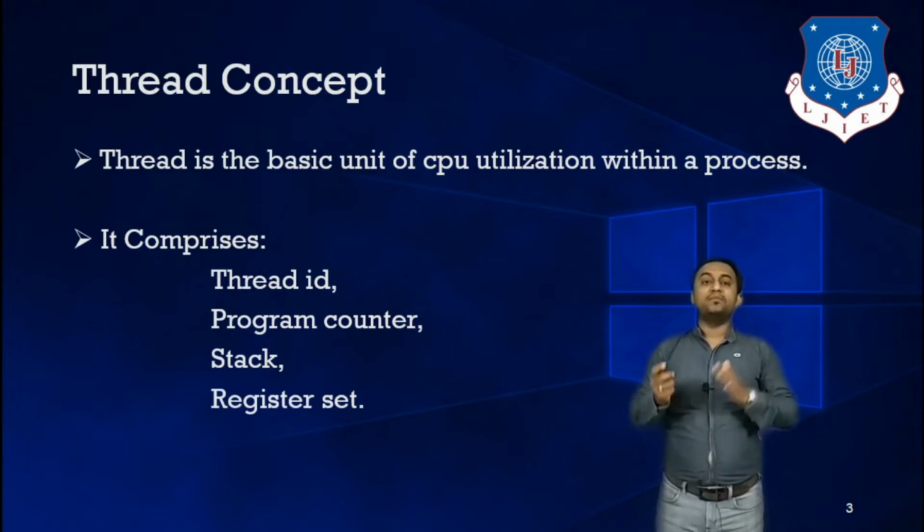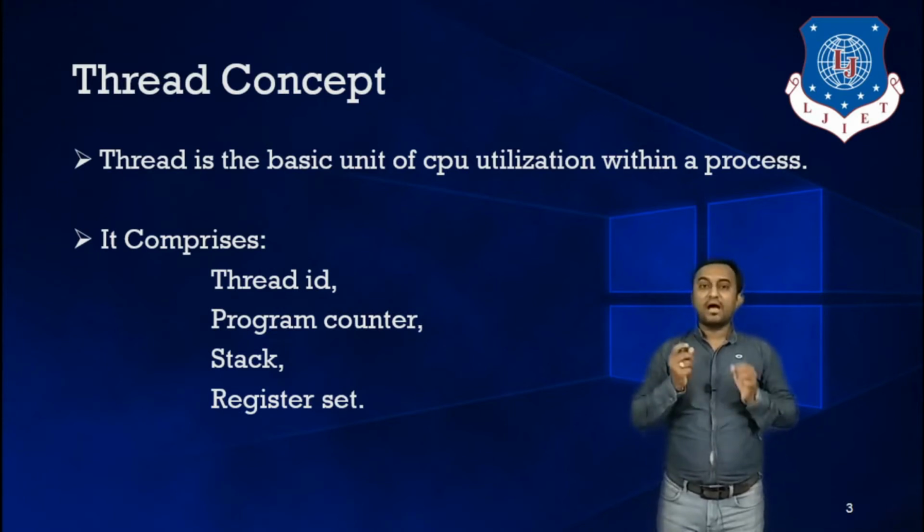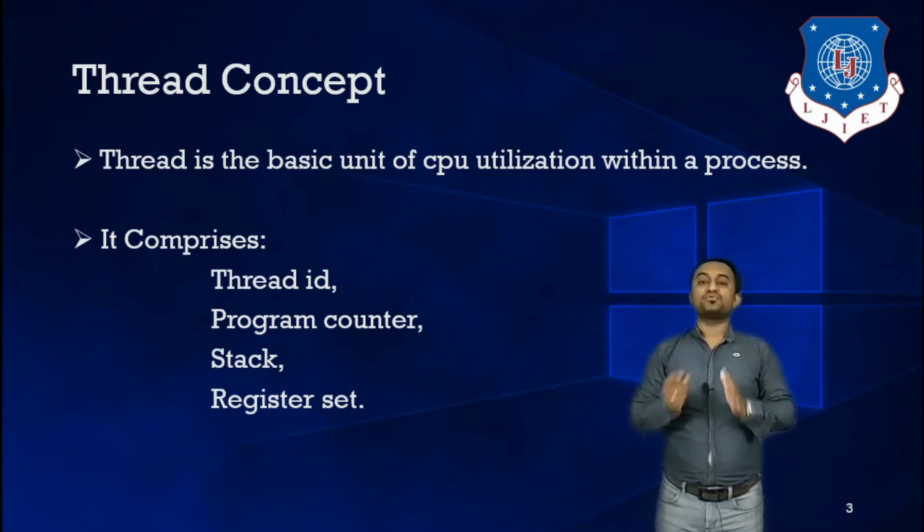So these are the 4 different elements we have in thread. What does thread ID mean? As we have discussed, a process contains a process identifier. Same way, thread contains a thread identifier, which helps to identify a particular thread within a process uniquely. So that is the significance of this field. With the help of thread ID, we can uniquely identify a particular thread within a process.